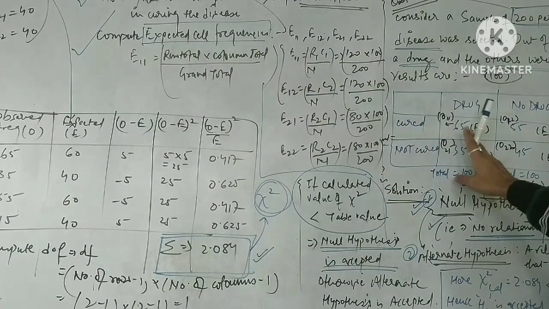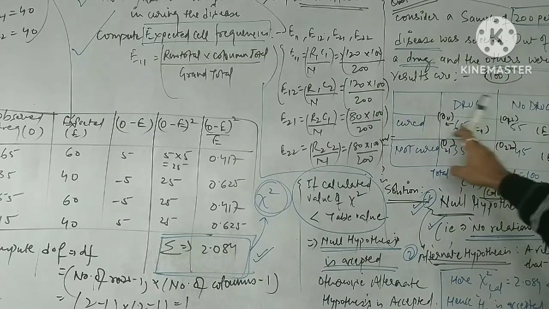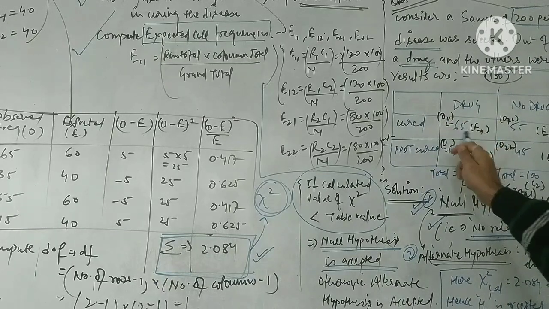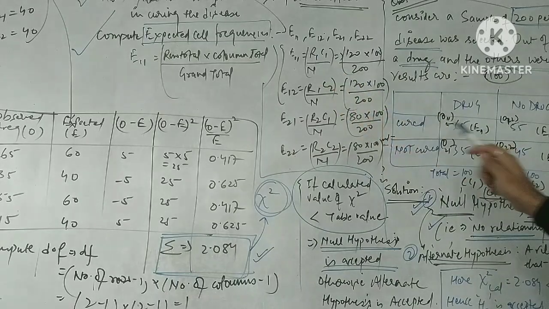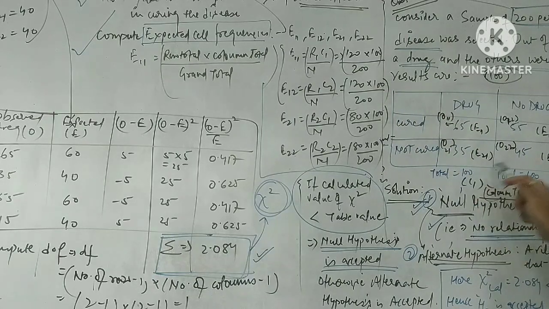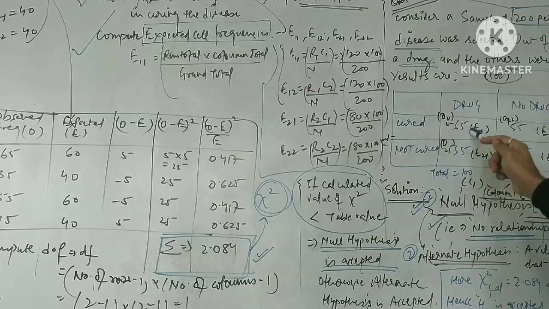Now for each observed frequency, we have to compute the expected frequency. This is our observed frequency given, and we have to compute the expected frequency. For 65, this is row 1. The row total is 120, into the column total, that is 100, by the grand total, that is 200. 200 samples have been given. This will give the expected cell frequency for row 1 column 1.